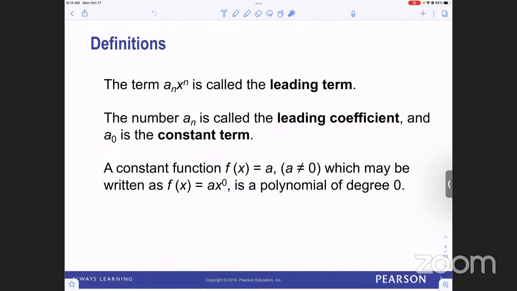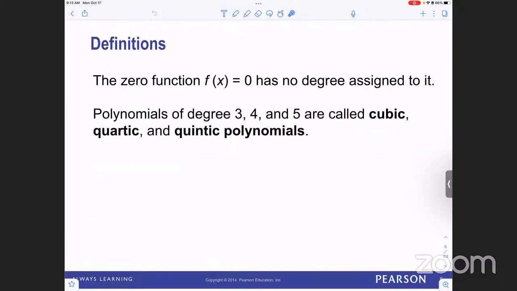A constant function f of x equals a, where a is not 0, can be written as a times x to the power of 0, which is a polynomial of degree 0. So when we have f of x equals some number other than 0, we say that's a polynomial of degree 0. The degree of a polynomial is typically the highest exponent on any variable. The 0 function, f of x equal to 0, has no degree, because you can write it an infinite number of ways.